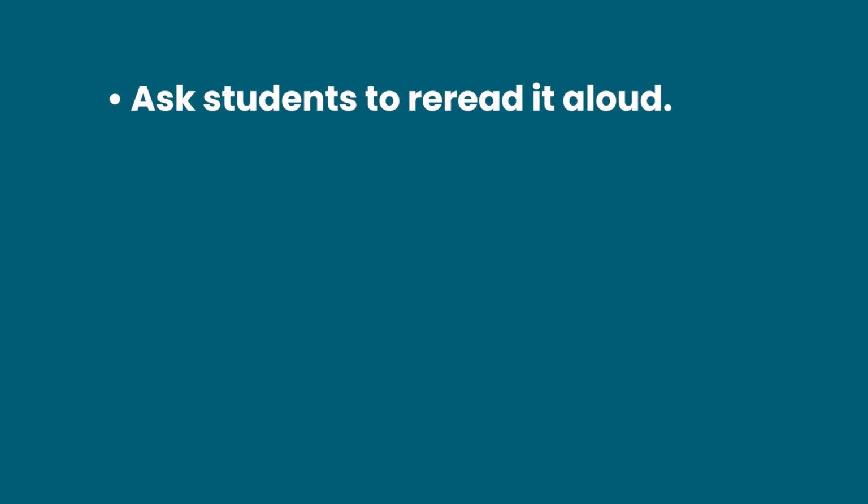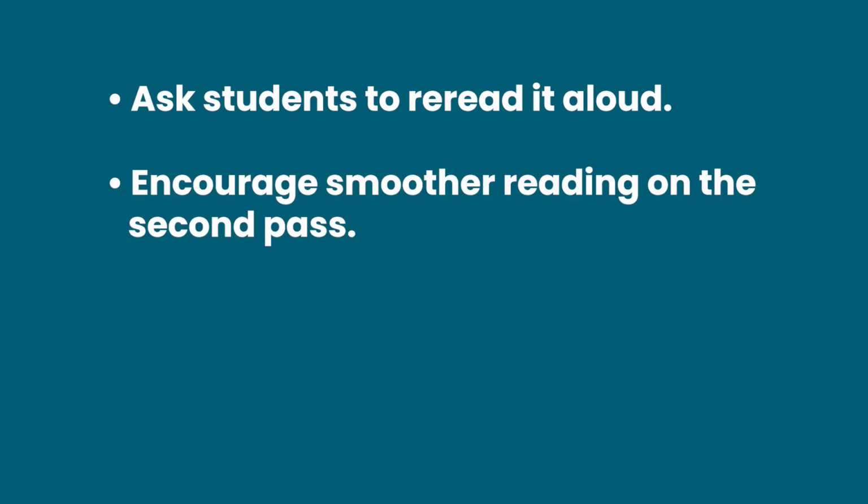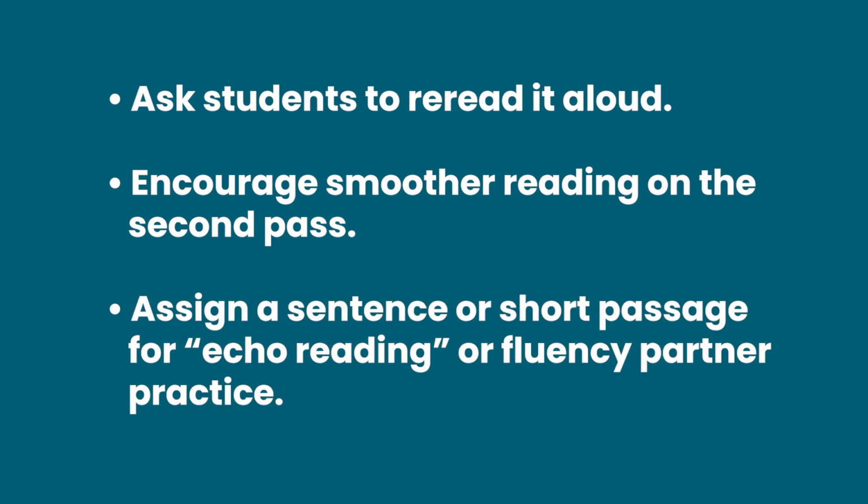Most decodable texts are not a one-and-done reading. Rereading is key for building fluency and reinforcing decoding. After a first pass through a paragraph or short section, ask students to reread it aloud, either chorally, in pairs, or independently. Encourage smoother reading on the second pass, now that the words are more familiar. For repeated practice, assign a sentence or short passage for echo reading or fluency partner practice. Each rereading helps solidify high-frequency and decodable words in memory, leading to more automatic recognition.